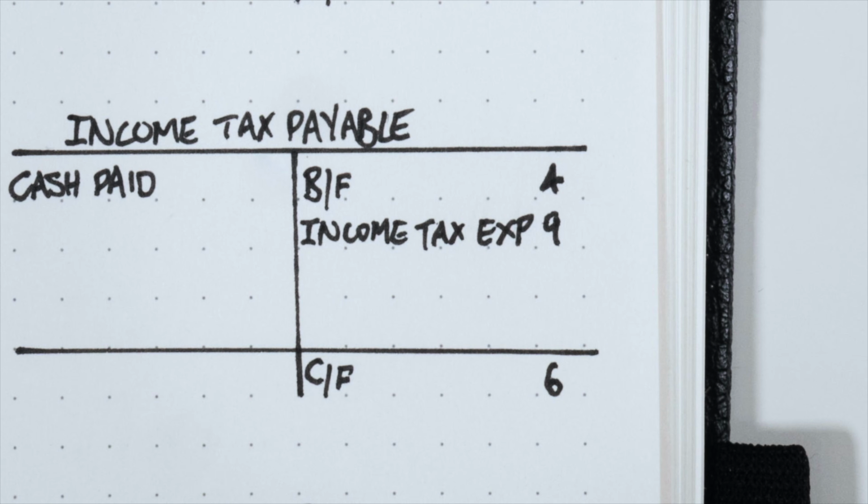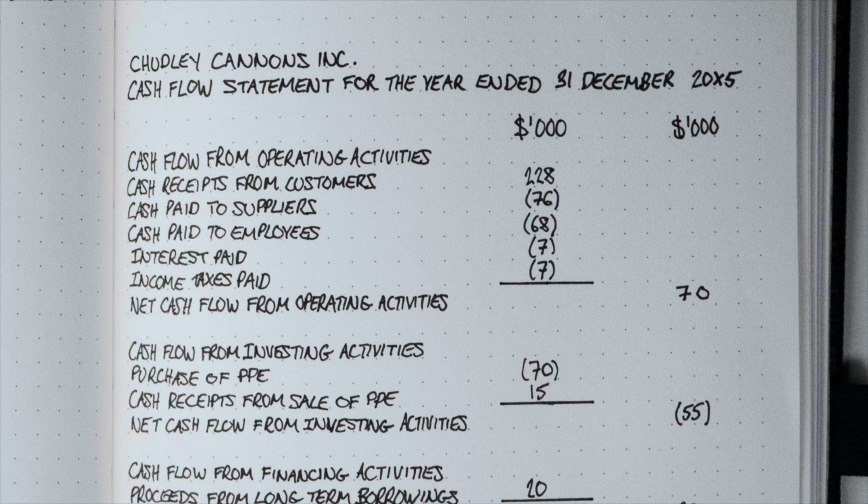Our closing balance of -6 less the income tax expense of 9 less the opening balance of 4 gives us income taxes paid of 7, so we debit the T account by 7,000. And this ties back to income taxes paid in the cash flow statement. Whew, how do you find that? Brace yourselves because we're about to take on something a bit more challenging.